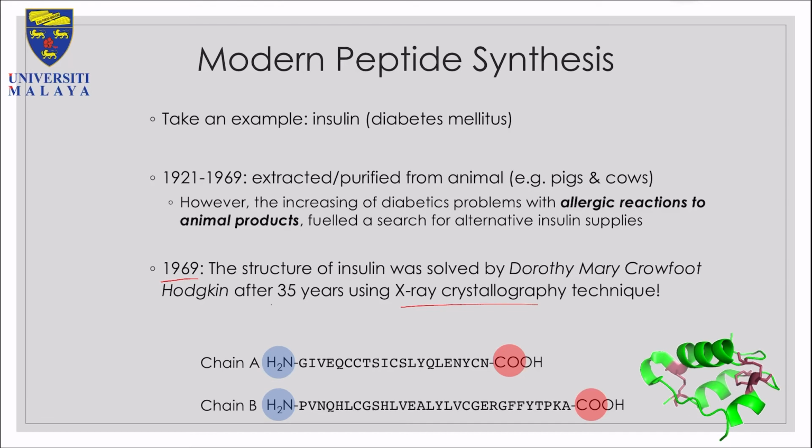So after the huge contribution of this lady, we managed to identify that insulin has two, instead of just one, peptide chains. If you were to go back and see the levels of protein structures, then this is, as I mentioned previously, a quaternary structure. Why? Because it has two peptide chains, and each peptide chain has its own secondary structures. Now, because we already know the sequence of insulin, we can proceed with total synthesis.